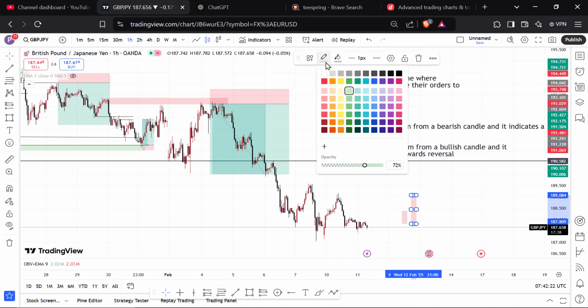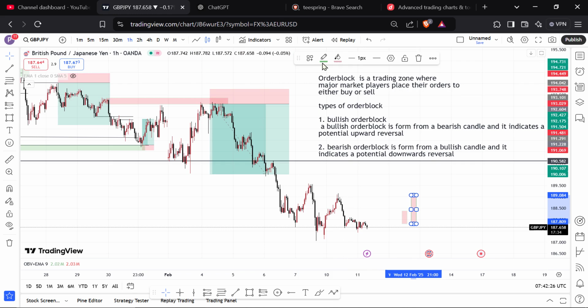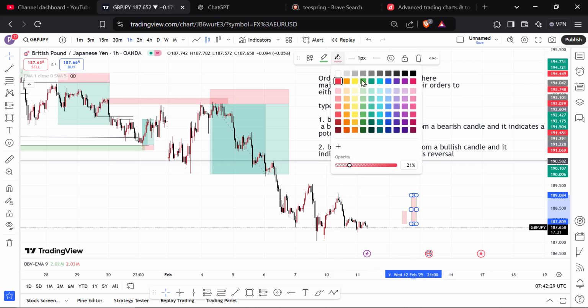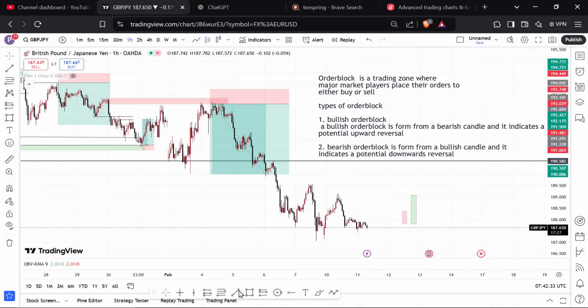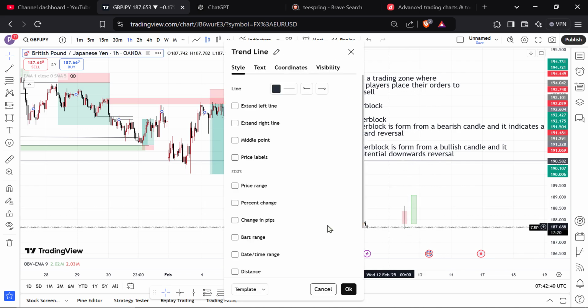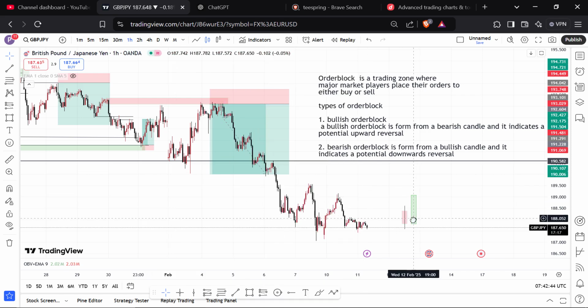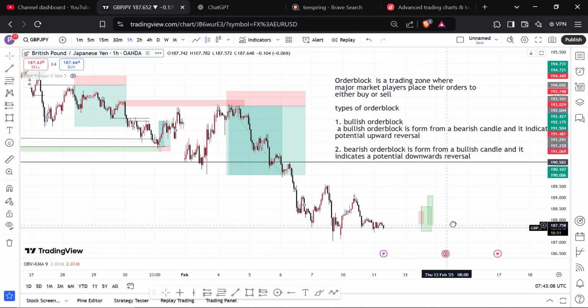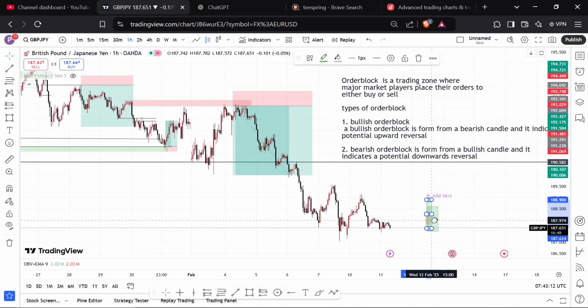Let me change this color. Now, this is a bullish order block. This is what you need to understand: the next candle must engulf it. There's what we call engulfing candles, and there are series of candles, but I don't want to go into that. There is one where we need two candles to engulf the other one, but that's not what we're talking about in this video. So the next candle must engulf this one. We mark this one. This is our order block.